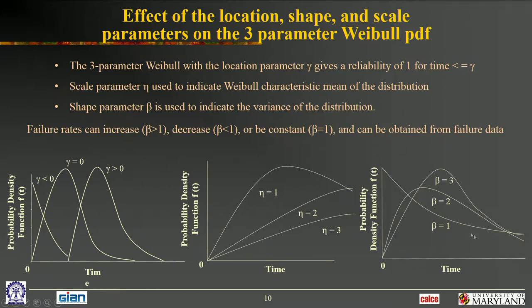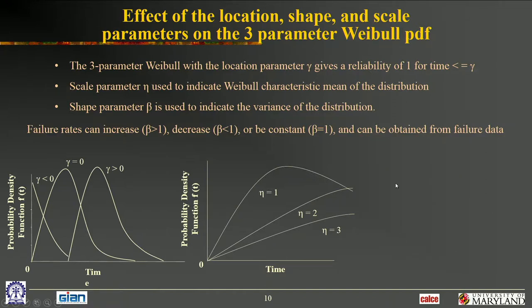So let's leave beta equals 1 aside for a minute. Beta equals 2, beta equals 3, the distribution gets tighter and tighter. So the standard deviation gets smaller and smaller. Beta equals 1, and going downwards, the curve takes a different shape.